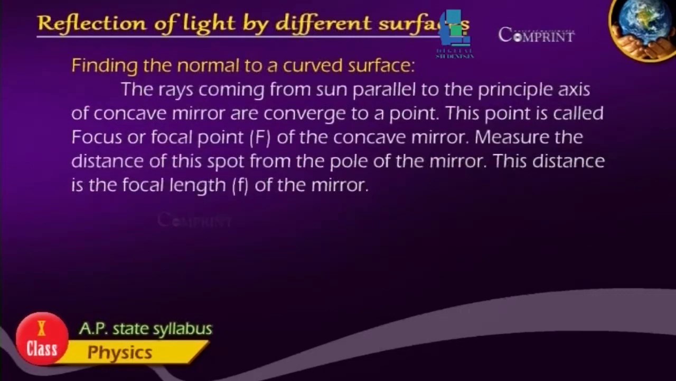The rays coming from the sun parallel to the principal axis of a concave mirror are converged to a point. This point is called the focus or focal point of the concave mirror. Measure the distance of this spot from the pole of the mirror. This distance is the focal length of the mirror.